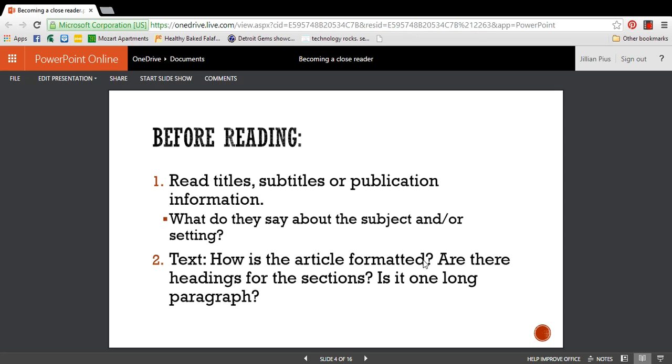Also, before you read, you're going to look at how the text is formatted. So are there any headings? How is the text broken up? In this article, there are 4 different paragraphs, but there are no headings.